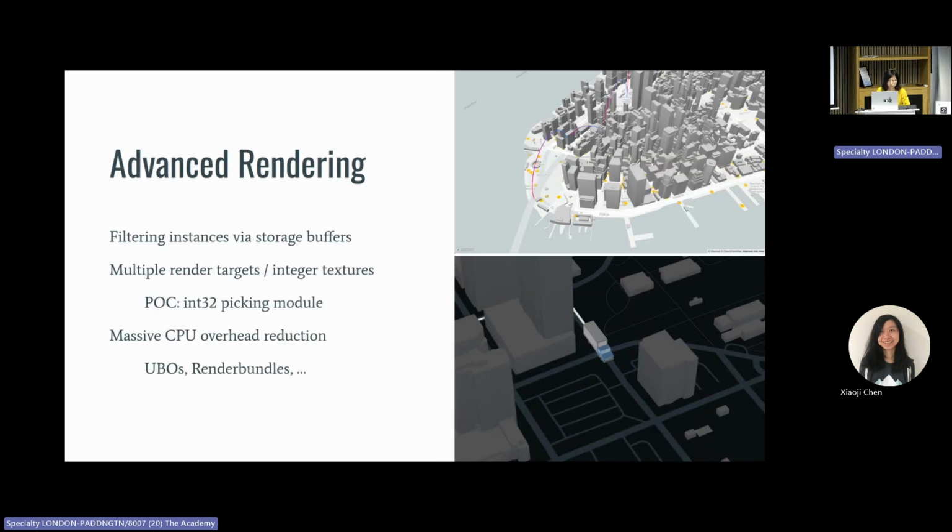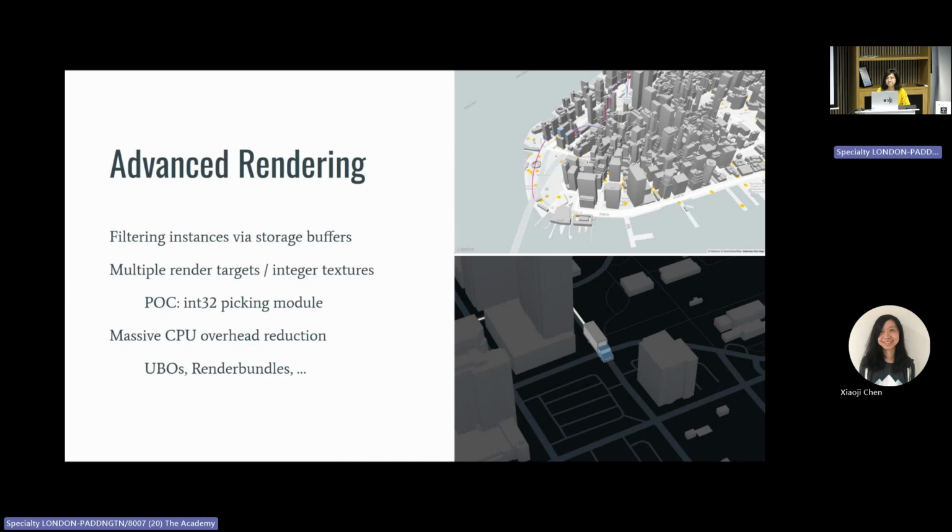Advanced rendering. We use a lot of instanced rendering, but you're a little bit limited because you always have to process all the instances. There are some exciting techniques in WebGPU where you can use a storage buffer to filter your instances, so you can reduce them down in one compute shader, and then we work on the ones you need.